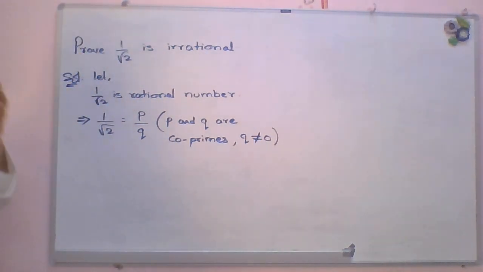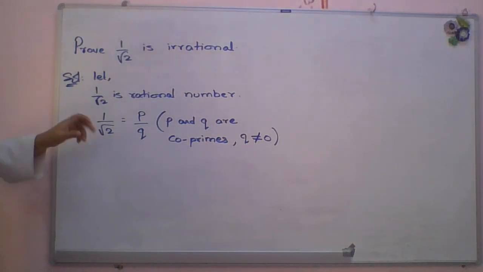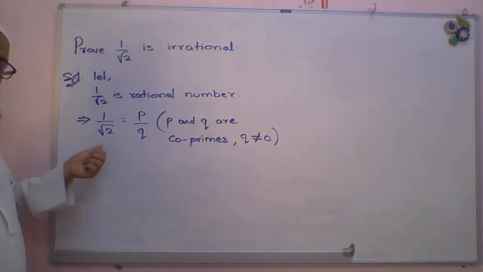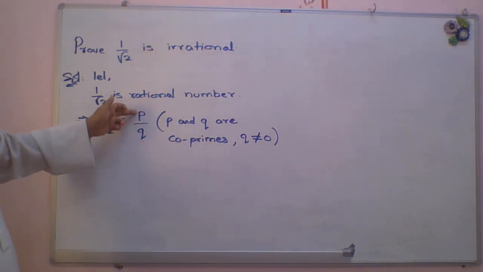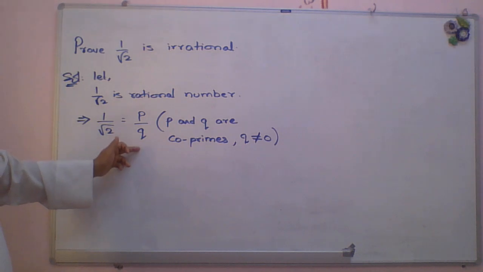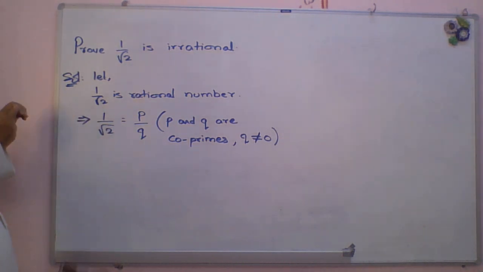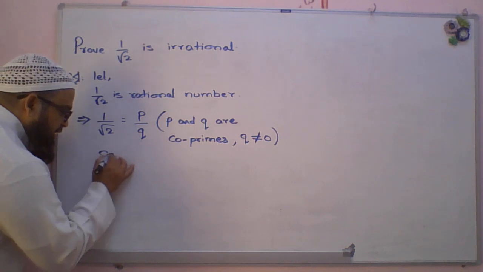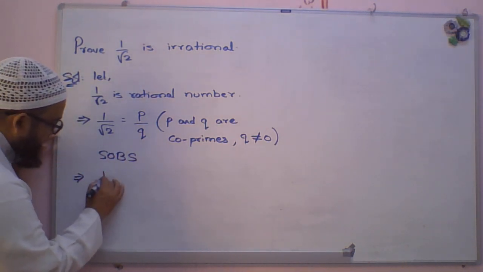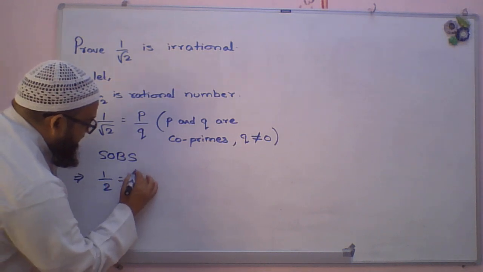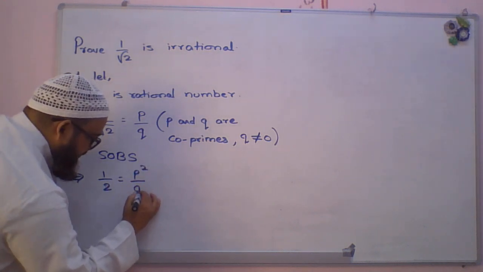Is it right? Now most of the students, whenever they see 1 by root 2, they do reciprocal of 1 by root 2. When you reciprocal it, p by q also will get reciprocal. So q is not equal to 0, but p is not defined here. So that is the logic where students miss. So instead of that, do squaring on both sides. So when we do squaring on both sides, 1 by 2 equals p square by q square.